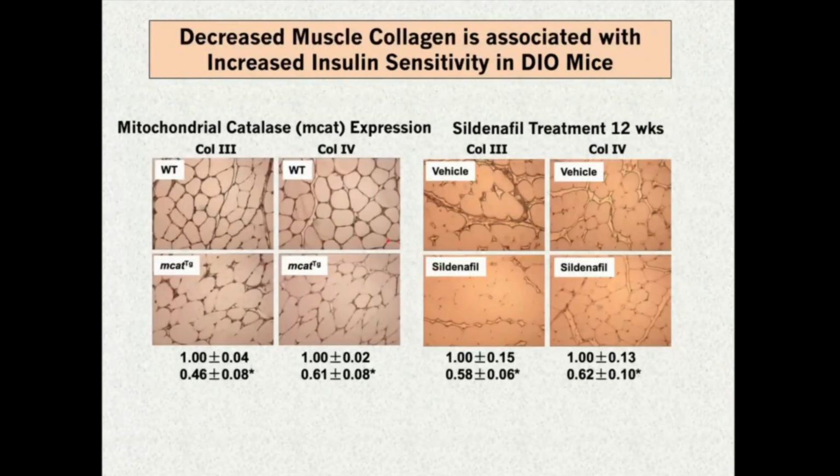And this corresponded to decreases in the two collagens, collagen 3 and collagen 4. So increasing insulin sensitivity, decreasing inflammation, led to decreases in these key extracellular matrix proteins. Sildenafil did the same thing, decreased extracellular matrix proteins.